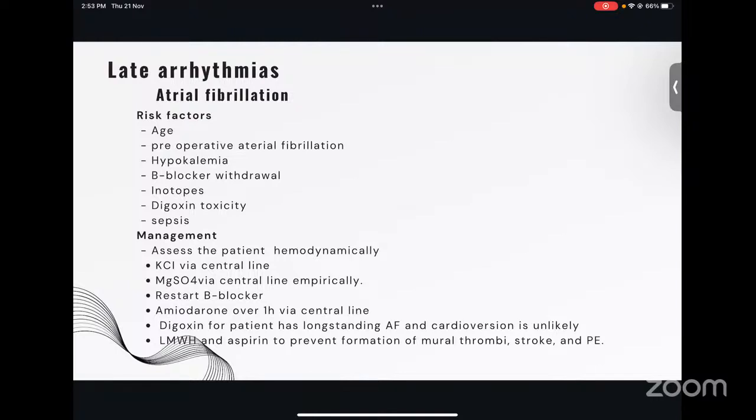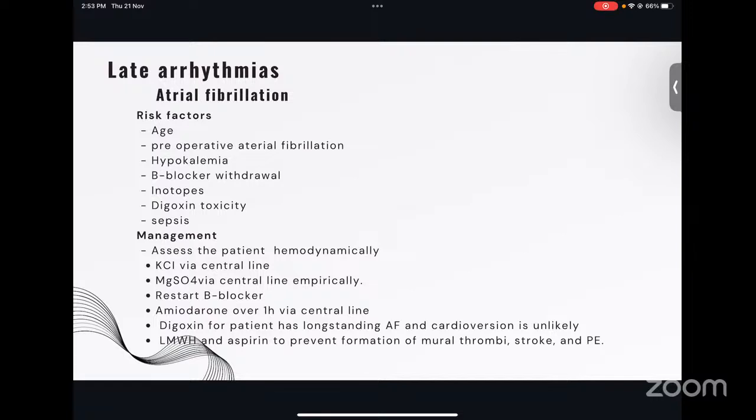If there is left ventricular function, give digoxin over 30 minutes until the rate is controlled. But if there is no central access, give potassium orally and give magnesium sulfate orally. If the patient has long-standing atrial fibrillation and cardioversion is unlikely, digoxin may help gain rate control.